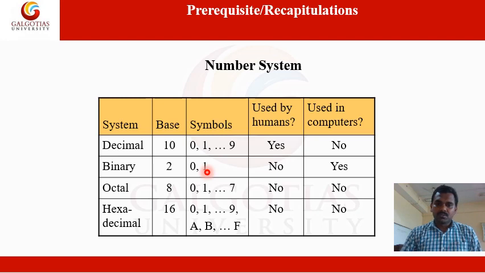So the binary number system has base 2 and it uses only two symbols, that is 0 and 1, and using these two symbols the different numbers can be derived, that is the numbers belonging to decimal number system or octal or hexadecimal.